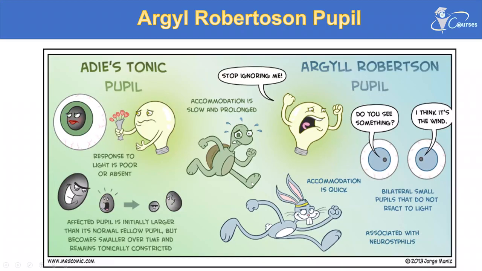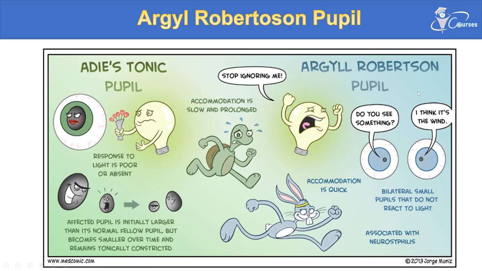So to summarize, in the Adie tonic pupil, there will be light-near dissociation, with poor response to light. There is a present response to accommodation, but it is slow and prolonged. It starts as a large pupil, and later on it becomes a small pupil. That's what's called the little old Adie, a small, tonically constricted pupil.